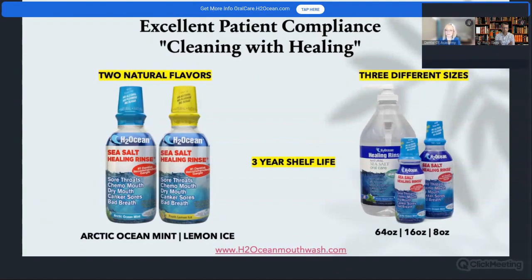various needs. 64 ounce for maybe your patient room for post and pre-rinses. 16 ounce should last your patient maybe about 1 month if used once or twice a day. Or an 8 ounce that's easy to travel with. All of our mouthwashes come with a 3-year shelf life.